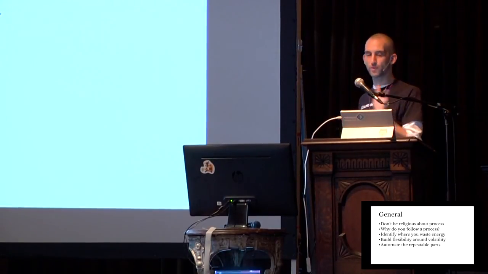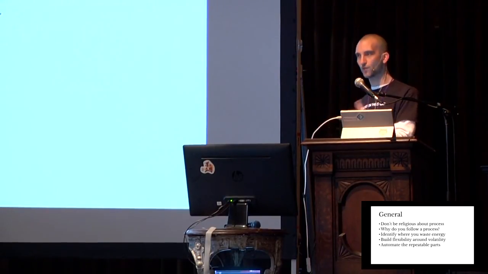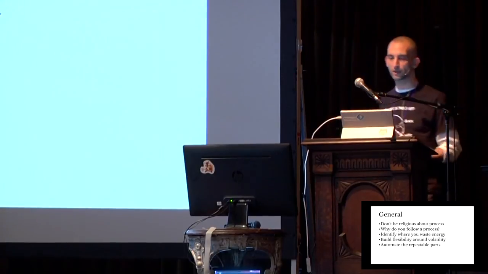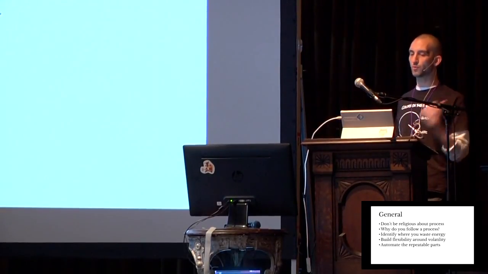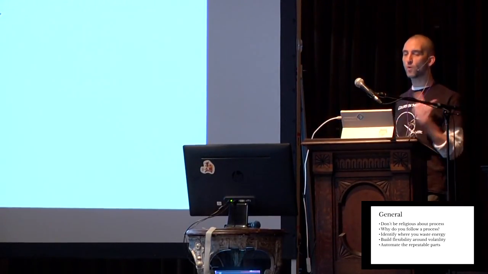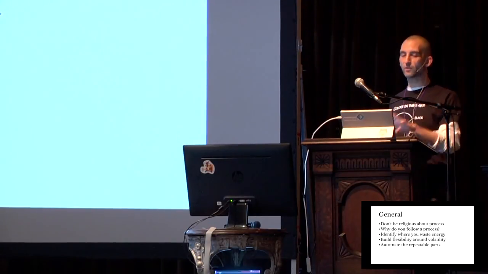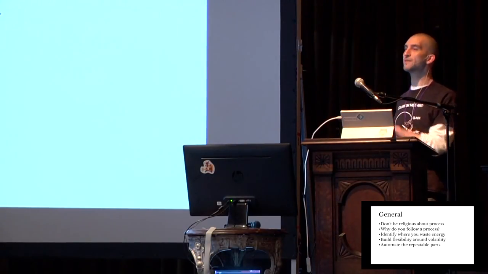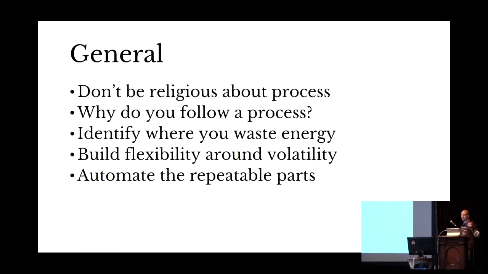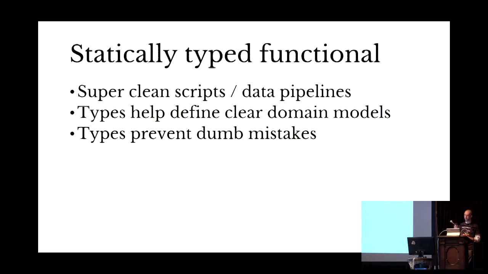And here it was an interesting case because we're doing something which was obviously not regular code. And so this forced us to look at the process and see what worked and didn't. So the first point is, don't be religious about the process you're following, and think more about why you're following a process, and find out where you're wasting energy in your process. Try to remove these problems and build flexibility where lots of changes are going to happen, and automate everything which you can repeat otherwise.